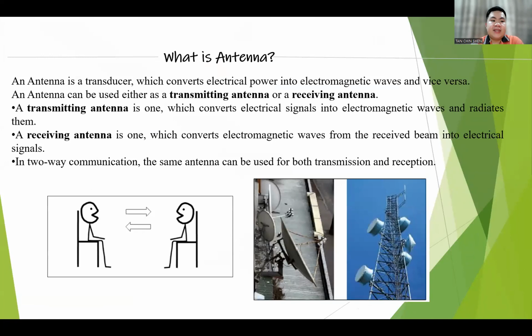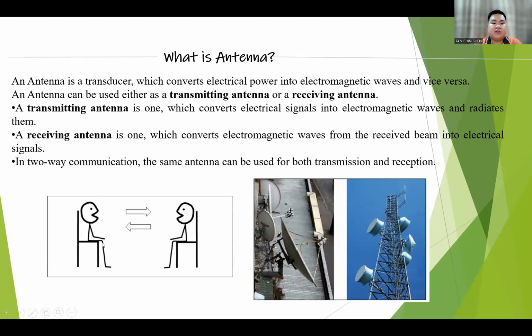What is an antenna? An antenna is a transducer which converts electrical power into electromagnetic waves and vice versa. An antenna can be used either as a transmitting antenna or a receiving antenna. A transmitting antenna is one which converts electrical signals into electromagnetic waves and radiates them. A receiving antenna is one which converts electromagnetic waves from the received beam into electrical signals. In two-way communication, the same antenna can be used for both transmission and reception.